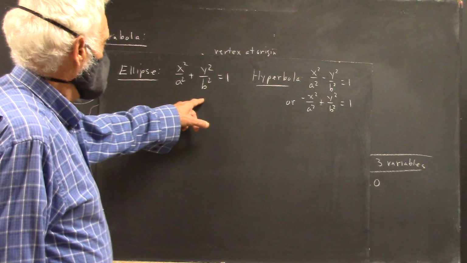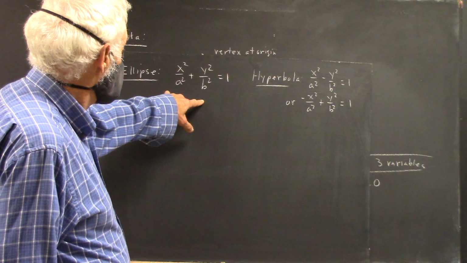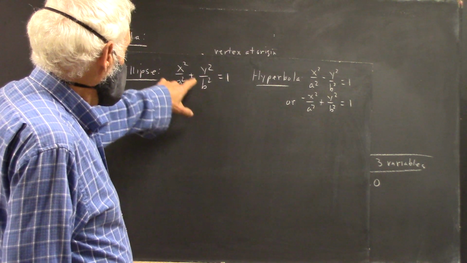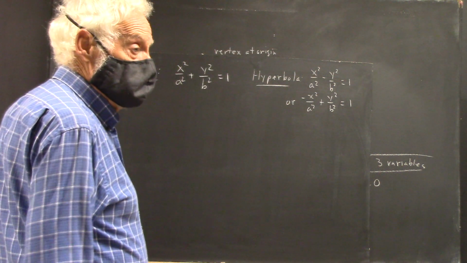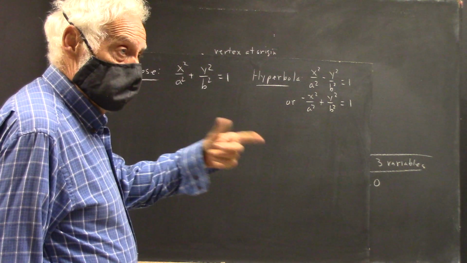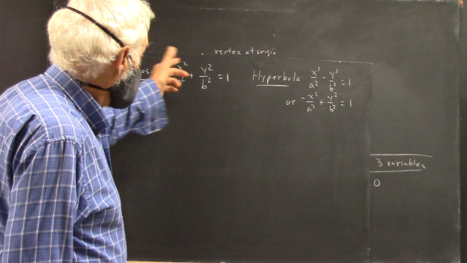If a and b are the same, then this is just like x squared plus y squared equals r squared, which is a circle, okay? So if a and b are equal, this is a circle.